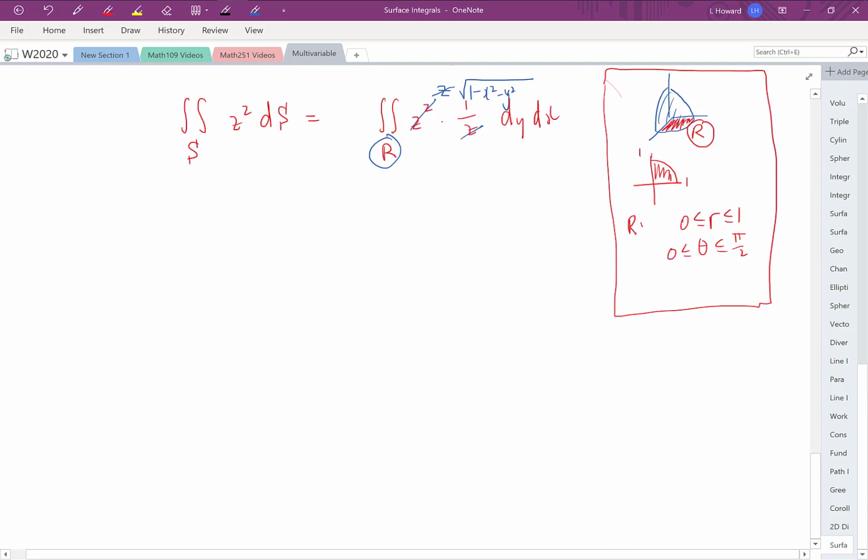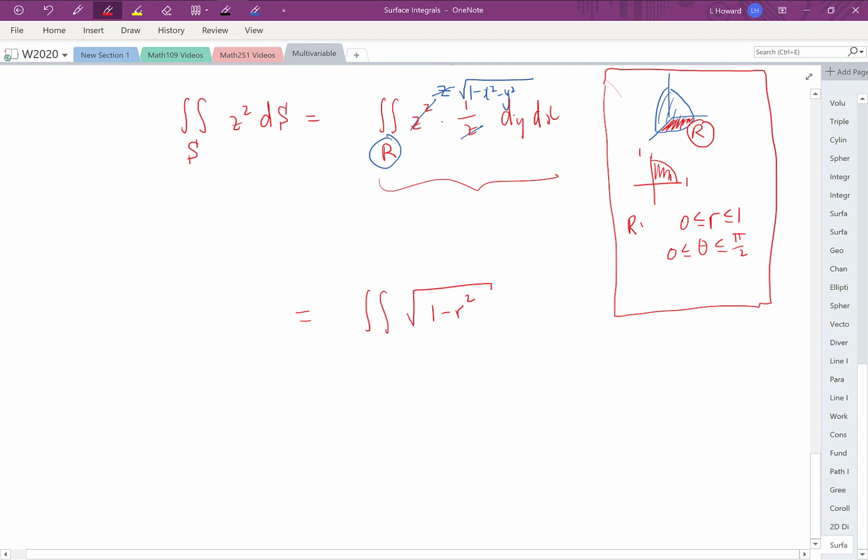Now that we've decided polar coordinates are the way to go, let's convert this entire integral over into polar. Our integrand is going to become the root of 1 minus r squared when we move into polar. That's because x squared plus y squared is equal to r squared in polar.